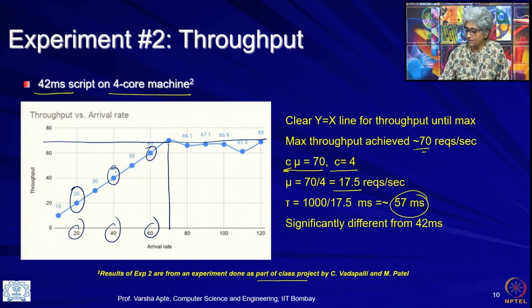So, what is happening here is if I calculate from the throughput, if I try to estimate my tau, it is not matching this 42 milliseconds that well. I got 57, but I got 42 here. So, just note this issue.